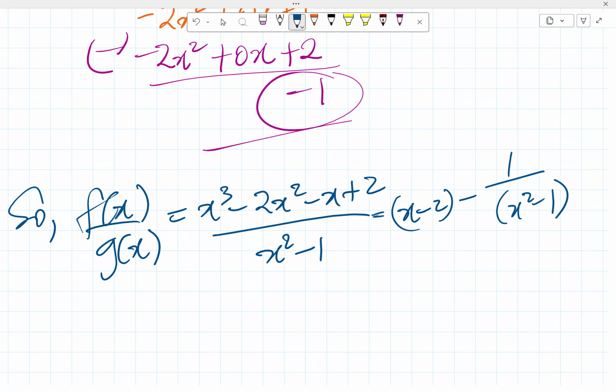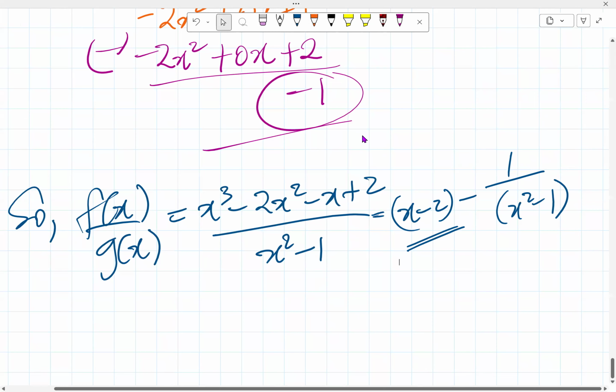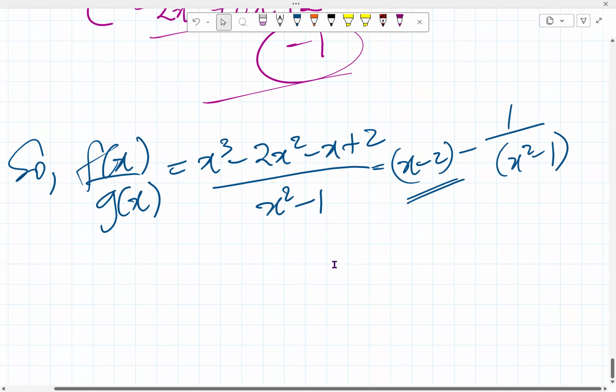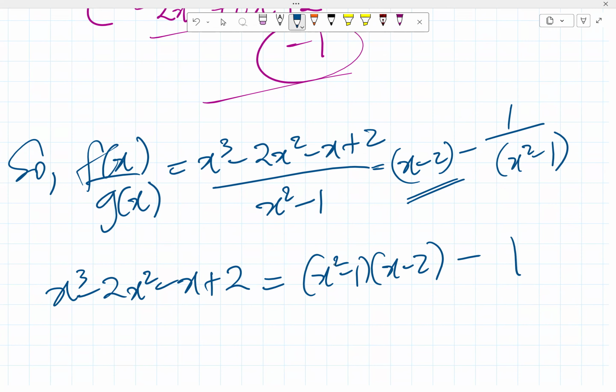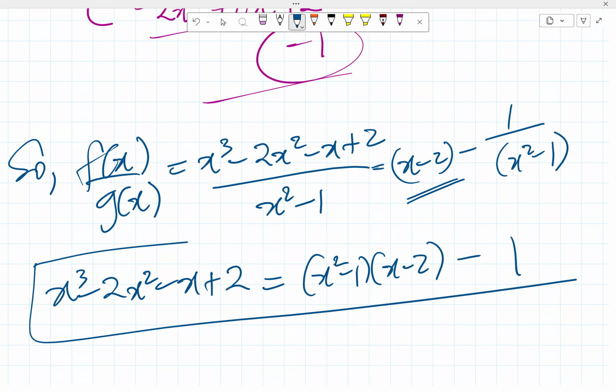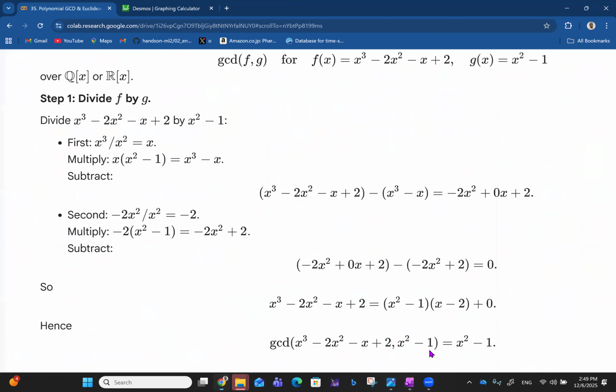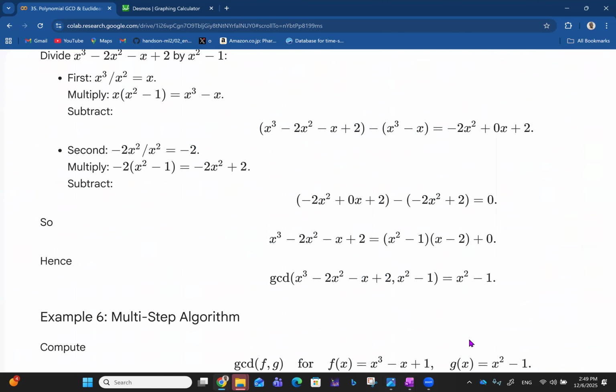So you see, though there's a remainder here, at least we have a division happening right there. So it means that whatever we have is actually the greatest common divisor. So the x squared minus 1 we have is the greatest common divisor. Of course, you can multiply it by x squared minus 1 here. So you have x cubed minus 2x squared minus x plus 2 equals x squared minus 1 times x minus 2, then minus 1, which is the remainder. So this is the expression you have. So from this long division we have here, what do we have?